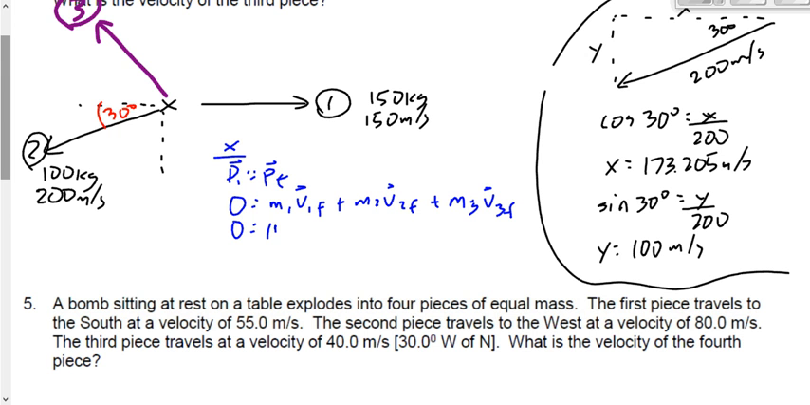M1 is 150. V1F is 150. M2 is 100. V2F is what? Okay, object number 2 over here, x component of that velocity. Is it 200? No. What is it? Nathan, what is it? It's 173. But we're going to actually make it negative. How come?